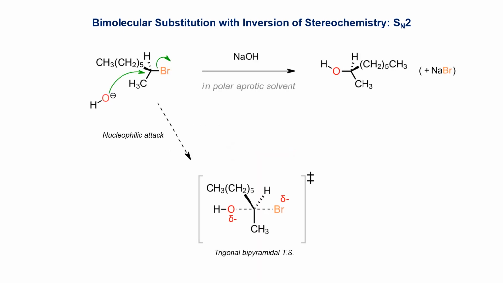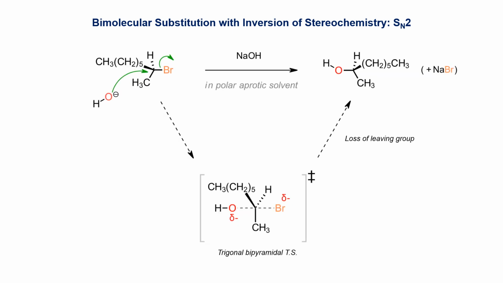The system will go through a transition state, as shown, in which the attached alkyl groups have flattened out into a trigonal bipyramidal arrangement. Negative charge is now developing on bromine and being lost from the hydroxide nucleophile. As the transition state collapses, the bromide is lost from one side of the molecule and the attached alkyl groups will relax in that direction to give the inverted product.